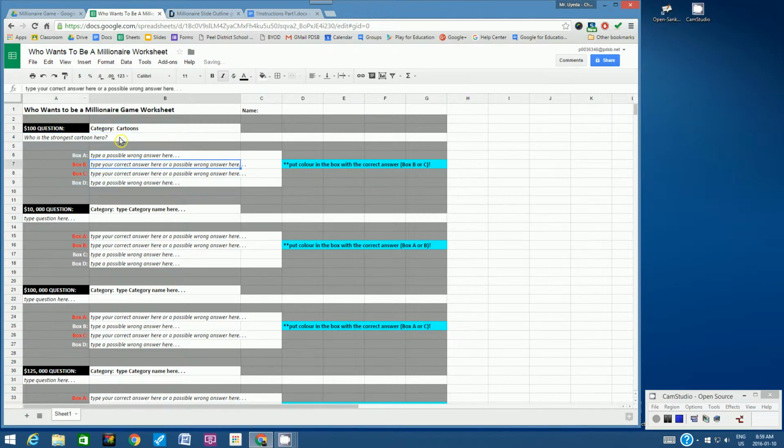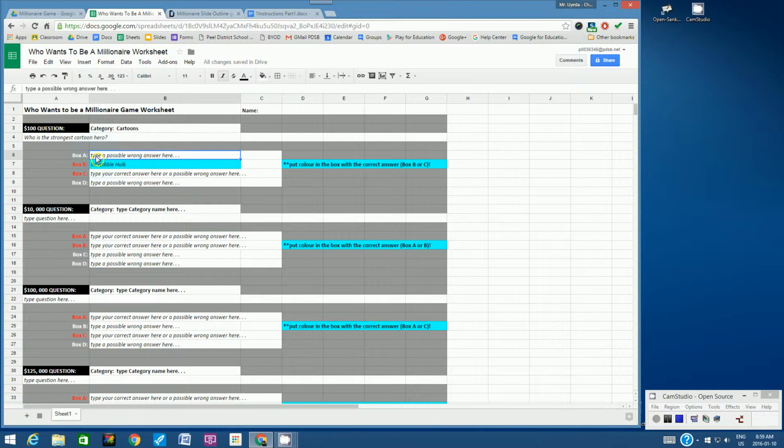I know that my answer is Incredible Hulk, so I'm going to type in Incredible Hulk here. I see that it is one of the red-fonted boxes, so I'm going to highlight that box in blue. I'm going to go up to the fill color, the paint can, and fill it in blue. Now the order of the other answers doesn't really matter.